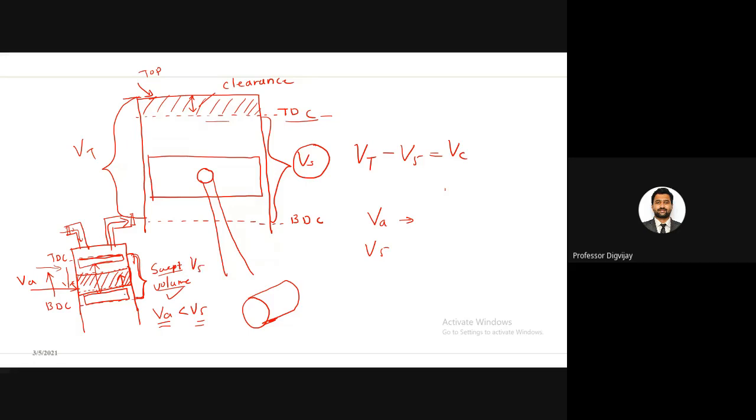VA is less than VS. And how to compare this? If I take the ratio of VA divided by VS, that will be the volumetric efficiency. The general value is given in the range of 65 to 70%.